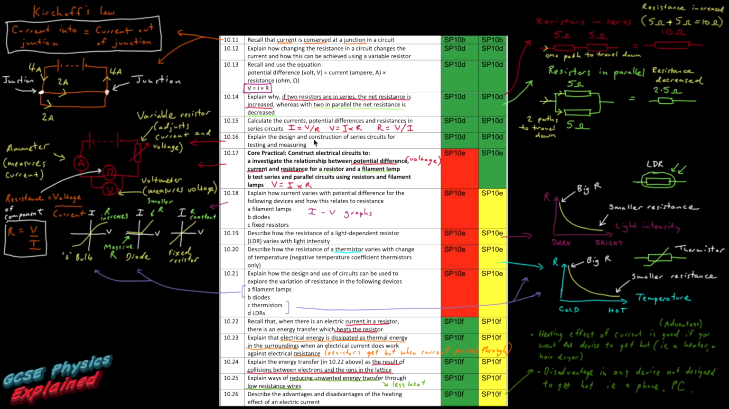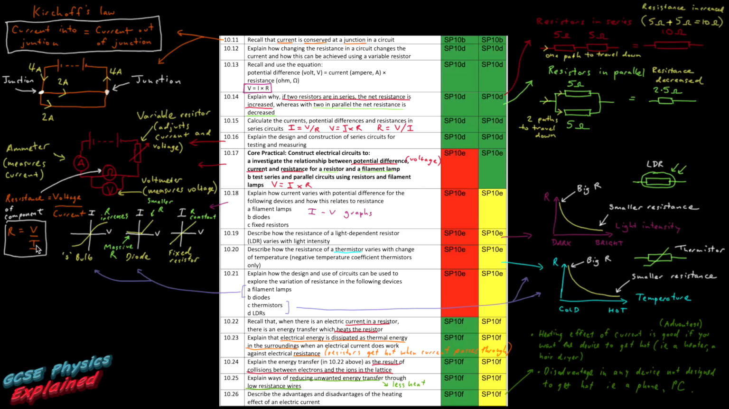10.16. Explain the design and construction of series circuits for testing and measuring. So this is your standard test circuit. You've got some kind of power source such as a battery. There's your component under the test. You need some way of getting the current. So get an ammeter in series and put a voltmeter in parallel. And then in order to get the resistance of that component, just do the voltage divided by the current.